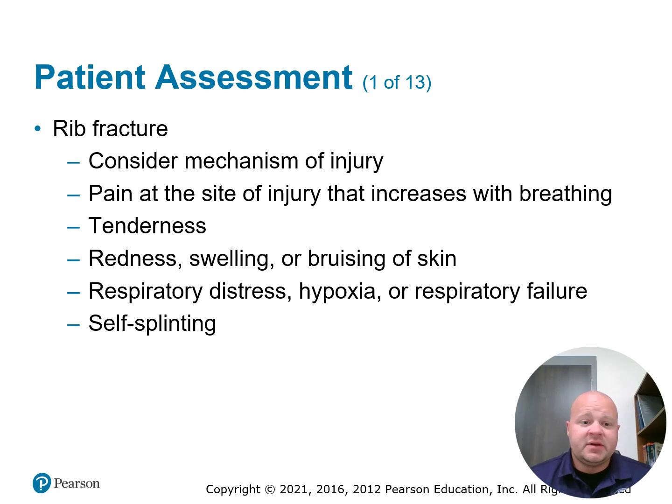So patient assessment, rib fracture, we're going to consider the mechanism of injury. The pain at the site of the injury that increases with breathing is a big one. Tenderness to the area, there could be redness, swelling, bruising. They could become short of breath, hypoxic, or even go into respiratory failure. Self splinting, a lot of times they're either just holding on to that section or, like we talked about, intentionally not breathing very deep due to the pain.